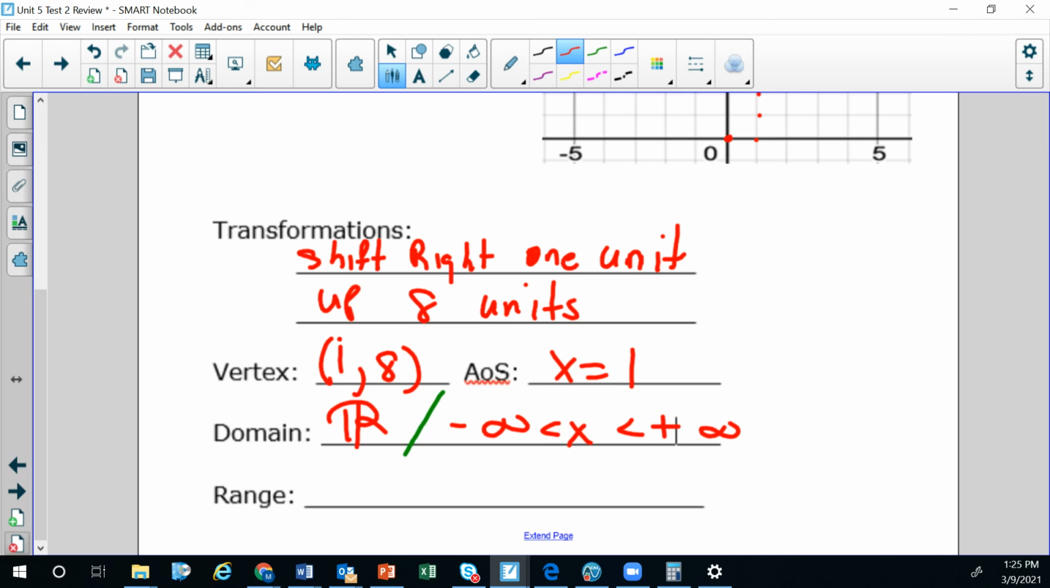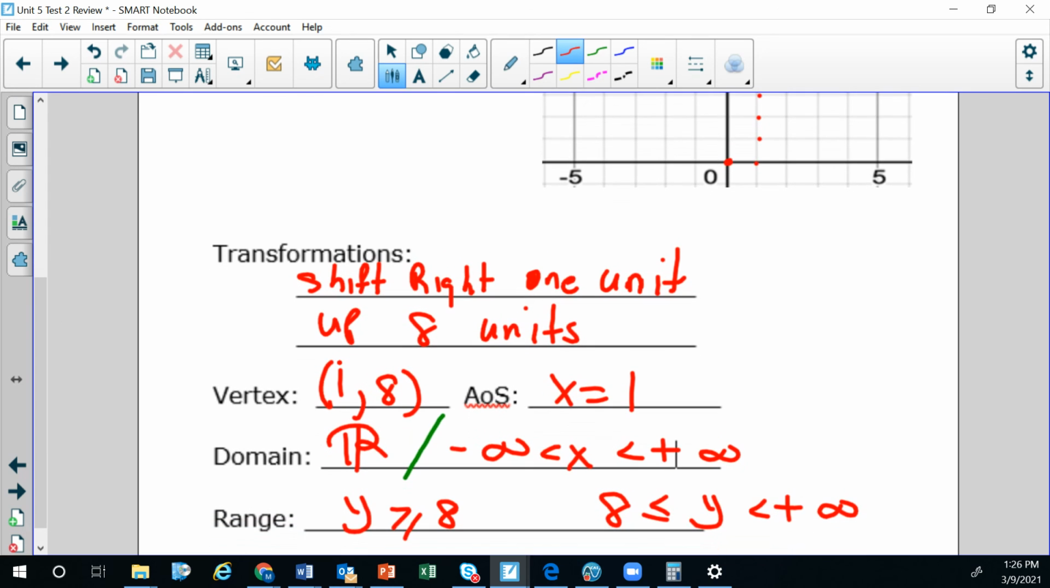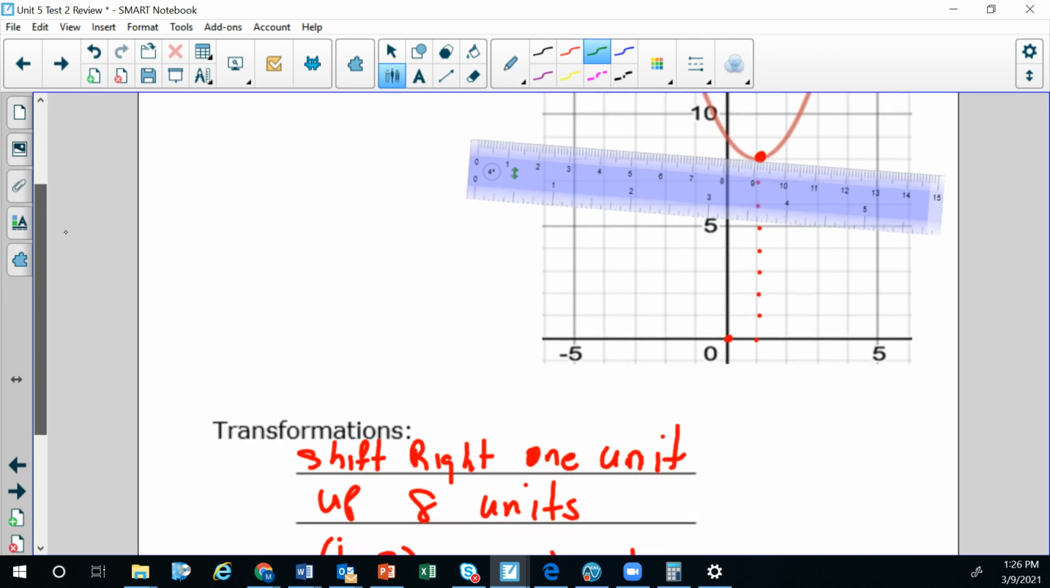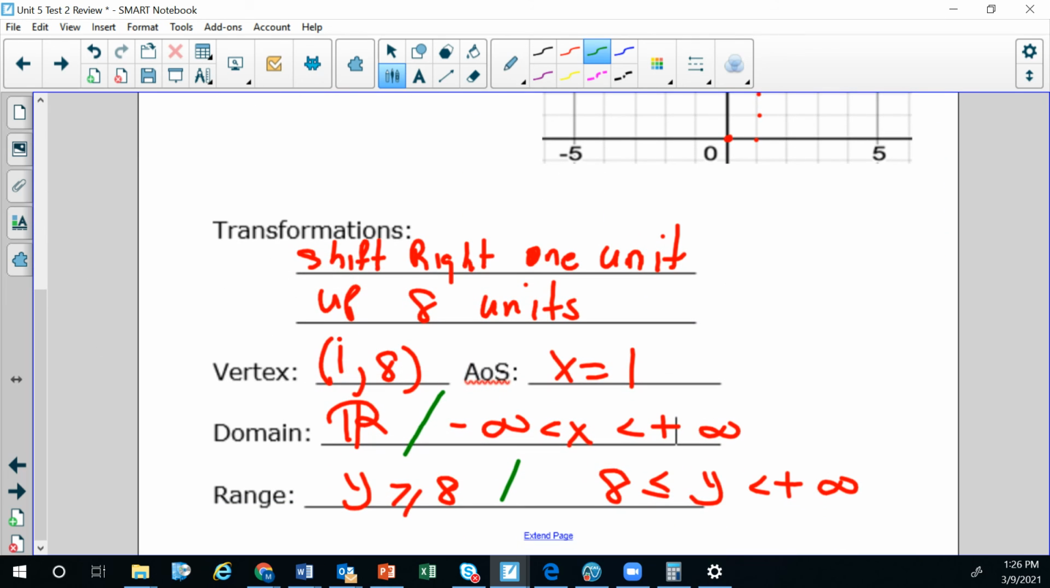So I can say the range is going to be all the y values that are greater than or equal to 8. That's one way of writing it. Or I can say from 8, not -8, to positive infinity. And because I'm talking about range, I put a y in the middle. I put less than or equal next to the y on the left side and less than next to positive infinity. So that's one way of doing it. Range, that's it.